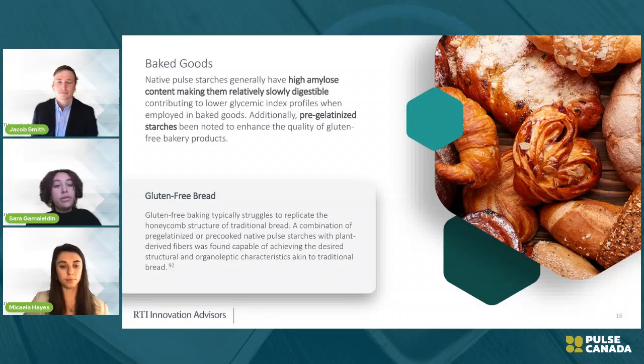An example patent that we've seen is gluten-free bread. Usually the main struggle is to get the right texture and the proper honeycomb structure that you would see in traditional bread. So combining pre-gelatinized or pre-cooked native pulse starches with plant-derived fibers has been a way of achieving the desired structural as well as organoleptic characteristics that would be similar to traditional bread.